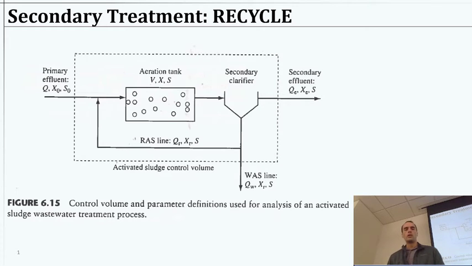Okay, so we talked a little bit about this already, but with a recycle system, our clarifier, when it's working well, we are assuming is removing all bacteria in the effluent. So XE then should be 0. That means that all the sludge that's potentially going to leave the system is really only leaving in the WAS line, the waste activated sludge.